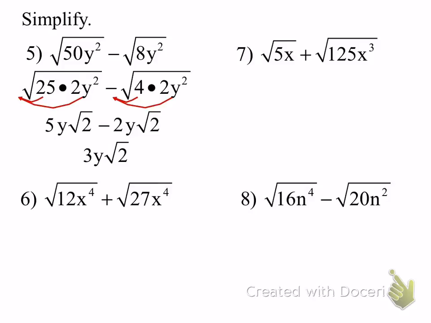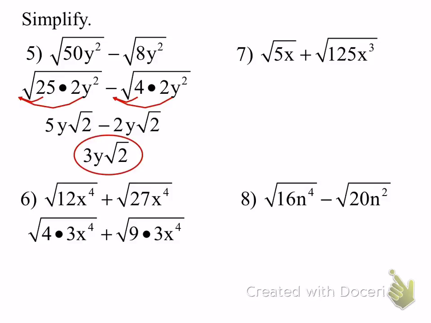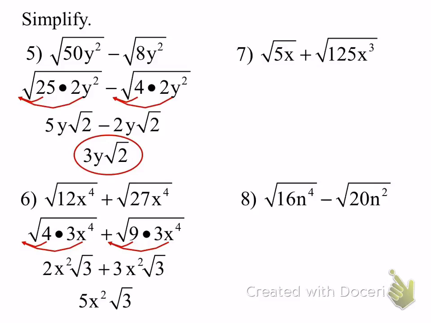Next one. 12x to the fourth. So 12 breaks up to 4. X squared we can pull out. And we're left with we'll have a 2x squared, left with a radical 3. Here we're going to have a 3x squared, we're left with a radical 3. But now I've got 2x squared radical 3, plus 3x squared radical 3. That makes how many x squareds? 5x squared, radical 3.